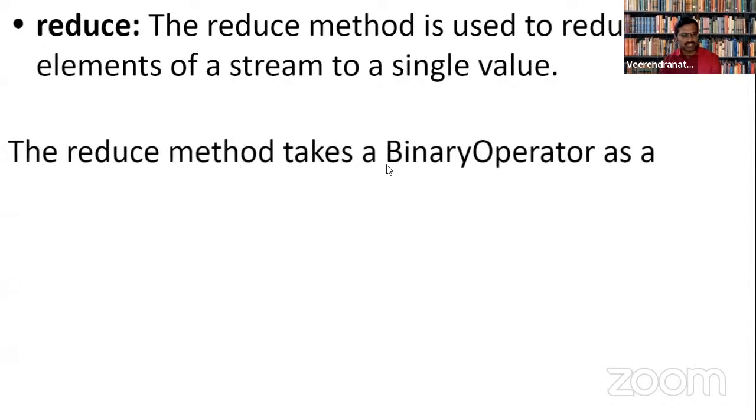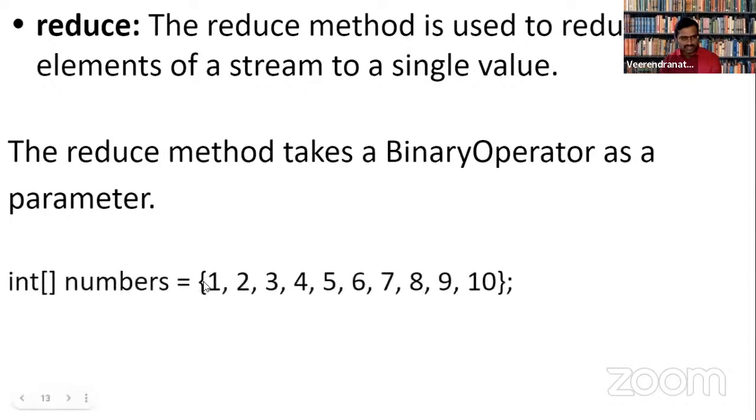Okay, so the reduce method takes a binary operator as a parameter. So what does reduce take? Reduce takes a binary operator as a parameter, which means it is going to work on two values. So now, for example, I have these numbers: 1, 2, 3, 4 up to 10.